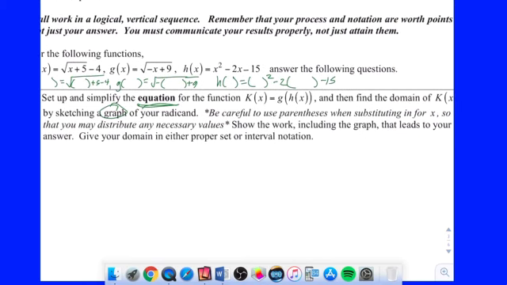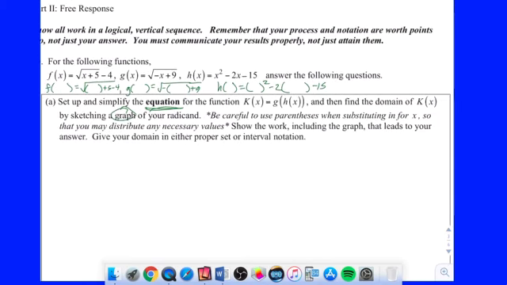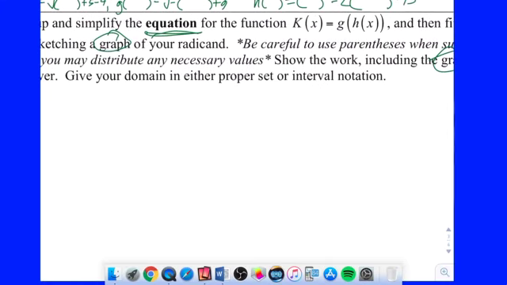And here's a little note. I didn't have to say this. Be careful to use parentheses when substituting it for x so that you can distribute any necessary values. Show your work, including the graph that leads to your answer. Give your domain correctly. All right, there's a lot of words there. So here's what I'm going to do. I'm going to start off by saying just k of x equals g of h of x.